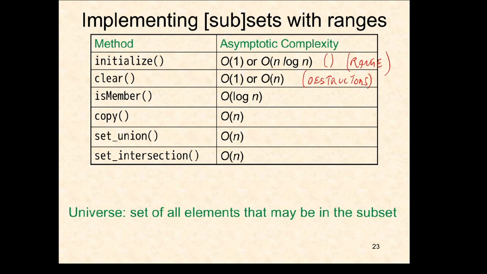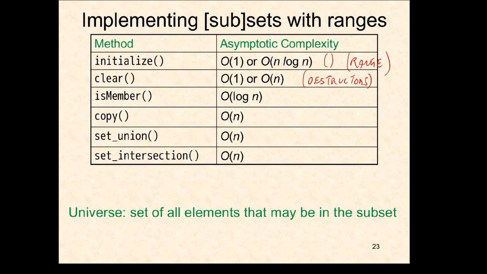I want to know, is something a member of this set? Log n. I can do a binary search, or, whoa, better yet, lower bound, and make sure it really is there. If I want to copy a set, it takes O of n time. However big the set is, that's how long it takes to copy. Set union, set intersection, O of n.